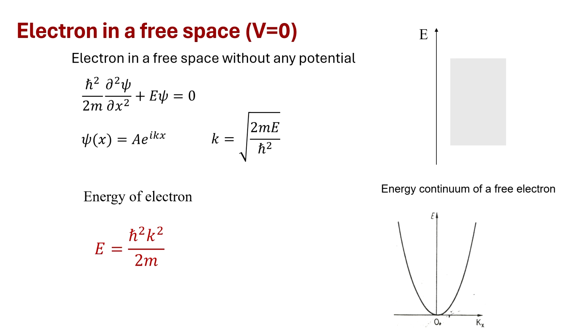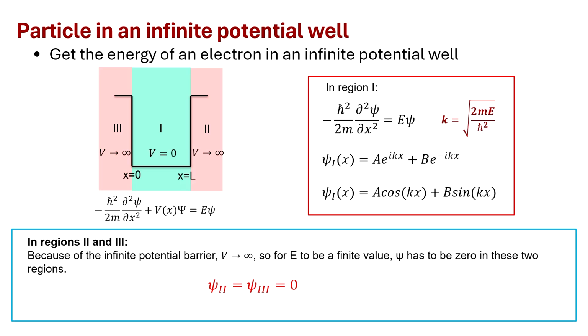But this is not what we observe for materials. So, we need to look at another case, which is an electron or particle in an infinite potential well. Here we consider that the electron is in a potential well of, let us say, width L. At the boundary of the well, the potential is infinity, and within the well, the potential is equal to 0. What it means is that the electron can be within the well, but it cannot move out of the well, because the potential at the walls is infinity, and hence it cannot jump over.